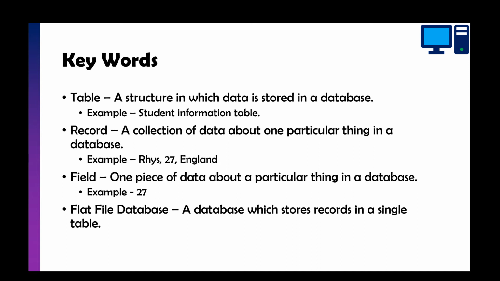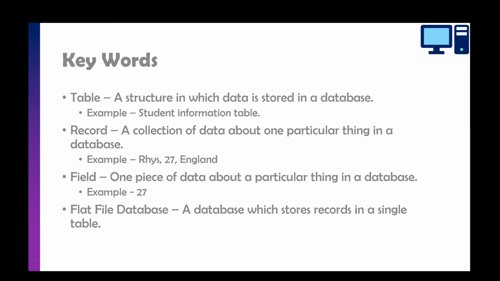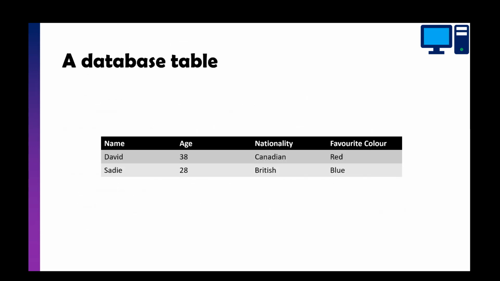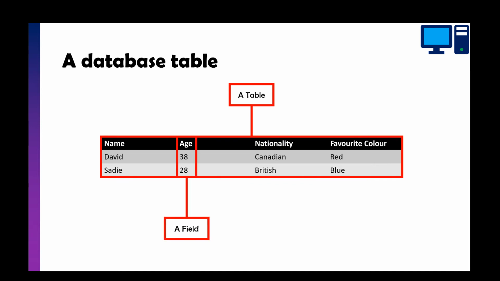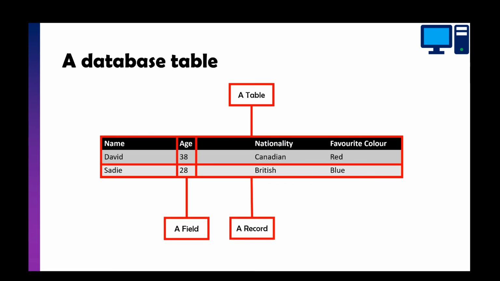A field is one piece of data about a thing in a database, so just one column almost. So 27 would be a field for me in that example. And a flat file database is a database which stores records in a single table. So in this database table, the whole table is highlighted there, then one column is a field and one row is a record. In this one, Sadie's 28, she's British and her favourite colour is blue. A field that could be called age has 38 and 28 because that is all of the ages for everybody in this table. So a field is a column and a record is a full row.